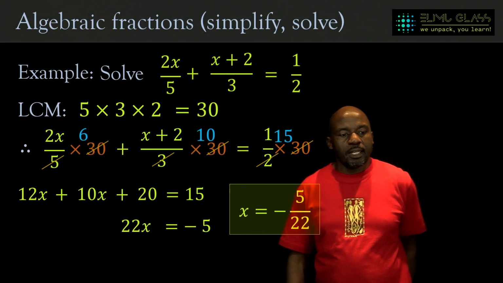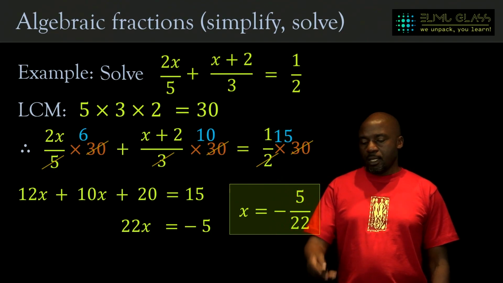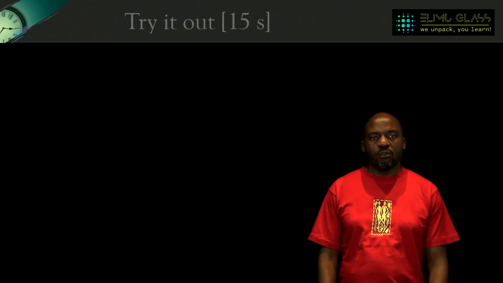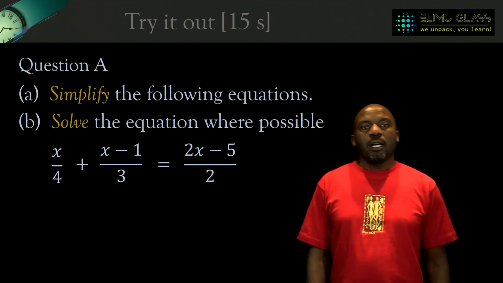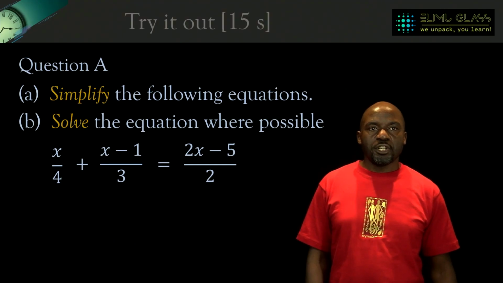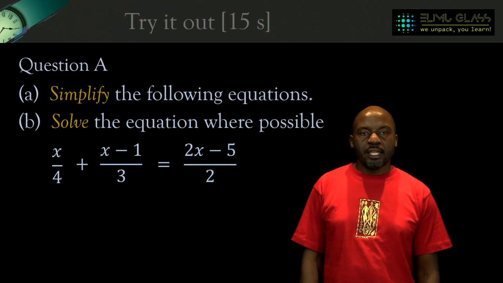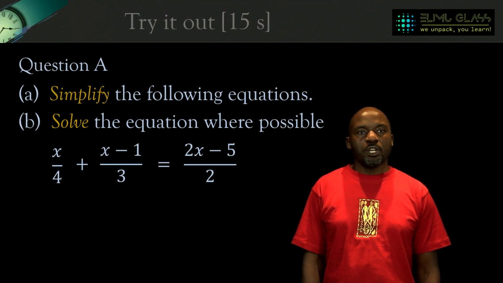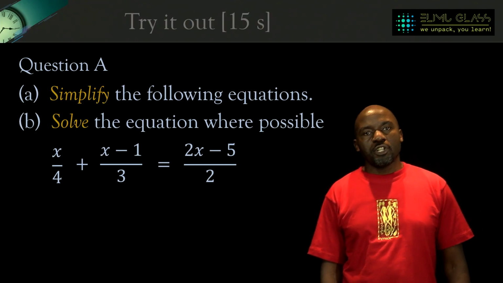So welcome back, and let's see some examples on this. Okay. I want you to try these questions. It should take you a few minutes at most. Here is one question. Question A. The first thing is to simplify the equation. Simplify it the way we did by multiplying through by the LCM of the denominators, and then solve the equation where possible. Okay. So pause the video and try out this question.